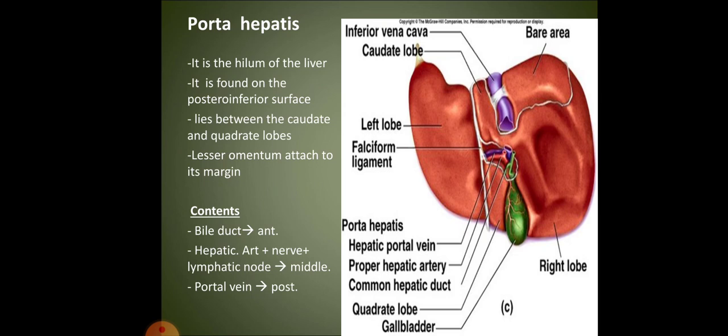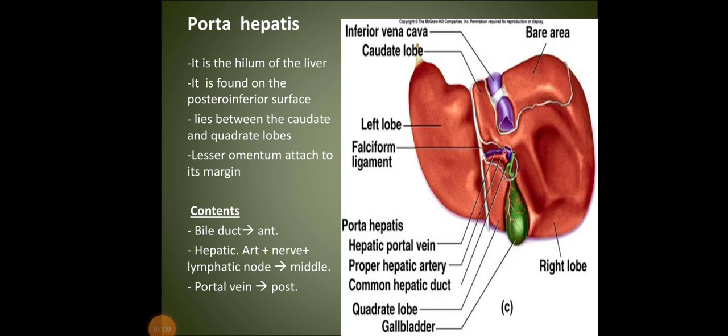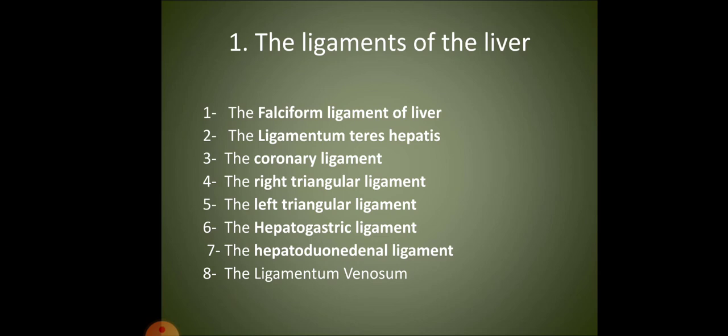Now the porta hepatis, it is the hilum of the liver. It is found on the posterior inferior surface and lies between the caudate and the quadrate lobes. The lesser omentum is attached to its margin. It contains the bile duct, hepatic artery and portal vein. The most anterior structure is the bile duct and the most posterior structure is the portal vein.